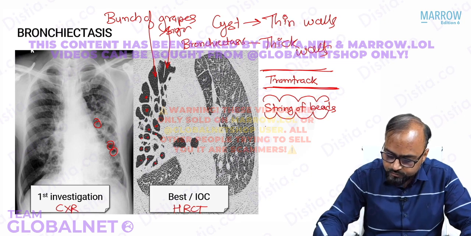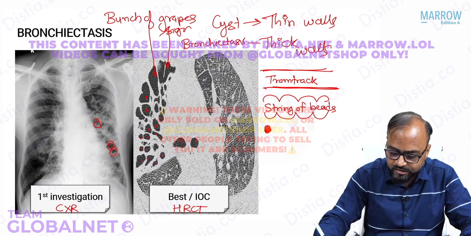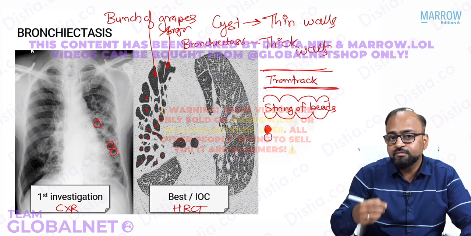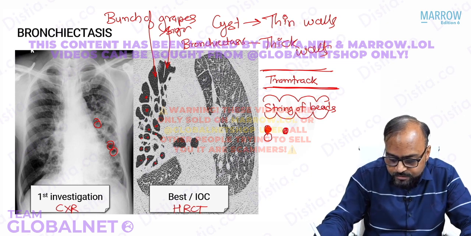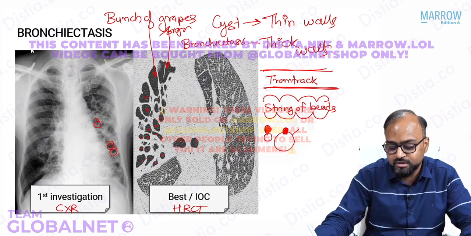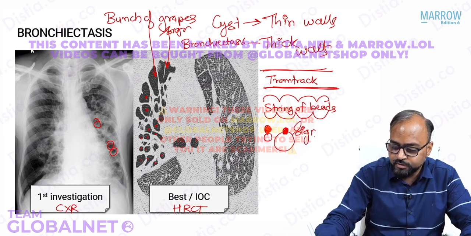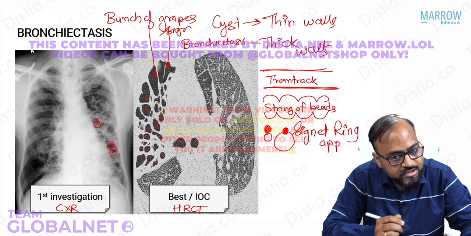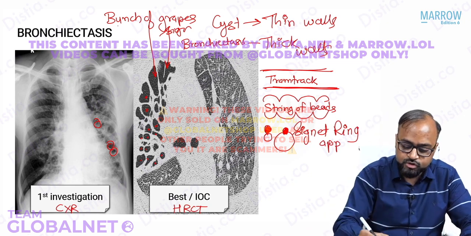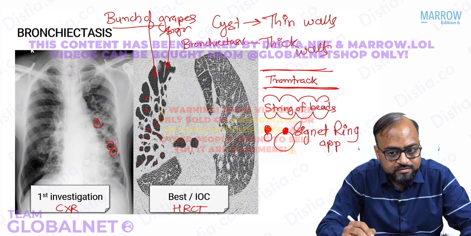Now normally, in the lung, a blood vessel appears white like this and a bronchus is of a similar size. But when the bronchus becomes dilated, what will happen? The blood vessel is of the same size as before, but the bronchus is dilated. What is this? This is called the signet ring appearance. So this is the bunch of grapes or cluster of grapes that we have also seen.